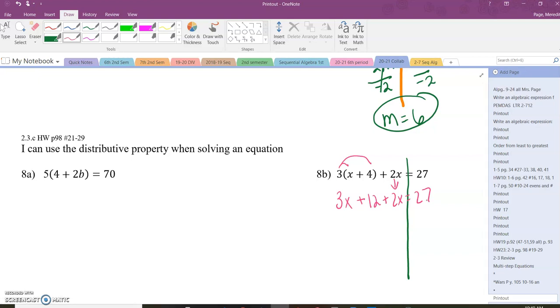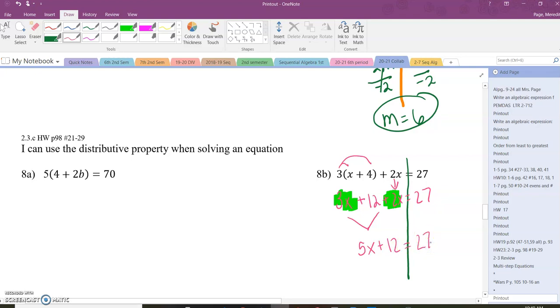On the left-hand side, I notice that I have like terms. I'm going to have to combine those before I do anything. Well, 3x plus 2x is 5x. You'll notice if they're on the same side, you don't change the signs, okay? It's only when you cross that equal sign onto the other side that you're going to end up using opposites.